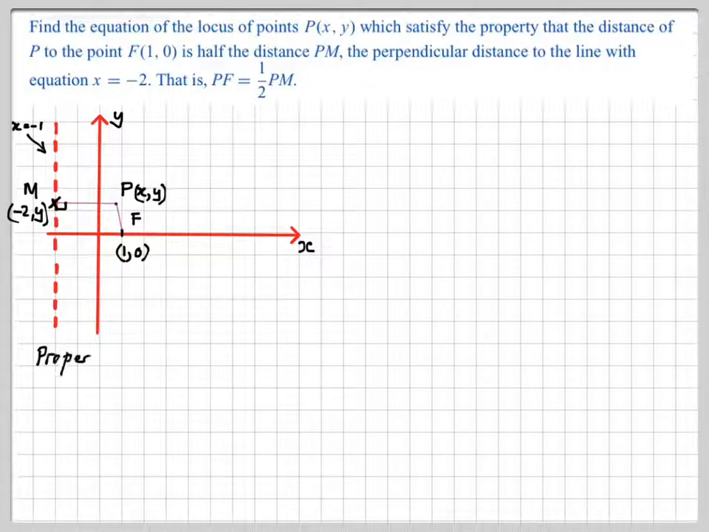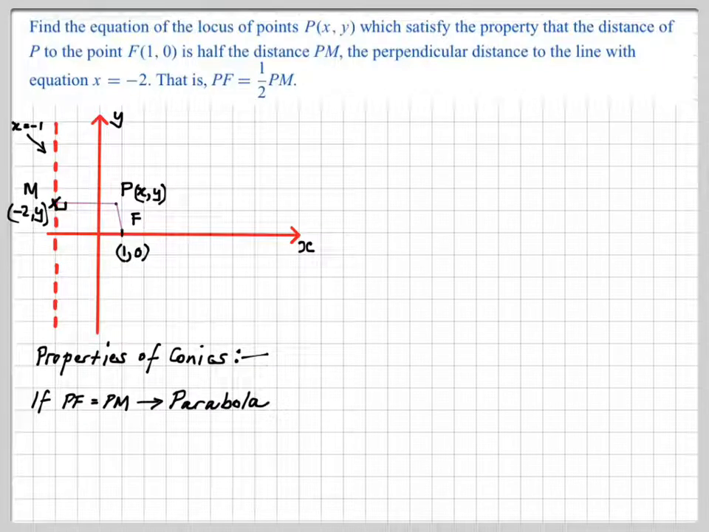Now, it's a property of conics that, this is the situation. If PF equals PM, then you've got yourself a parabola, right? Secondly, if PF is less than PM, you've got yourself an ellipse.